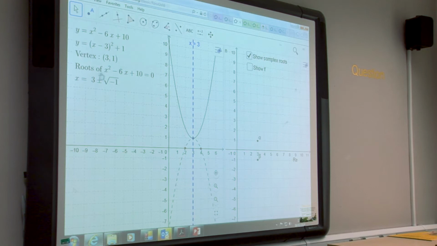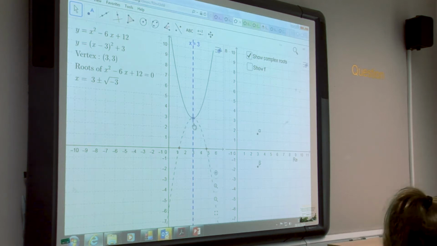So what I want you to do is just look at this and the vertex and just try and see if you can see a link between our roots and the vertex itself. So I'm just going to move this up and down. Yeah, Lucy. As you move the vertex up or down, the y coordinate of the vertex equals the negative number in the square root of the roots.